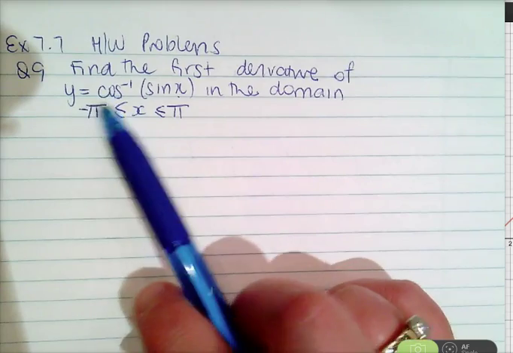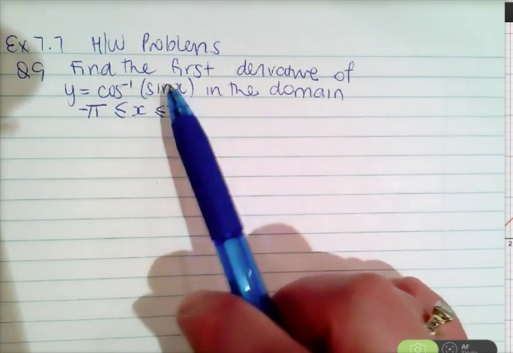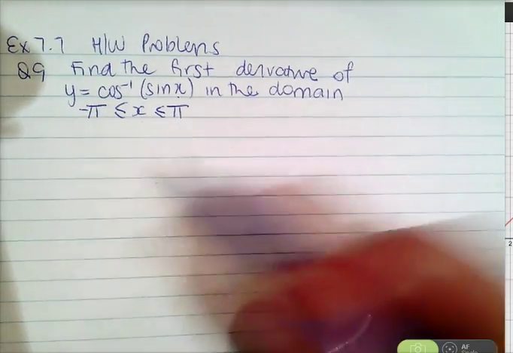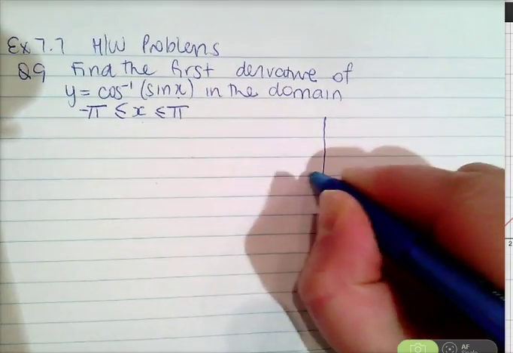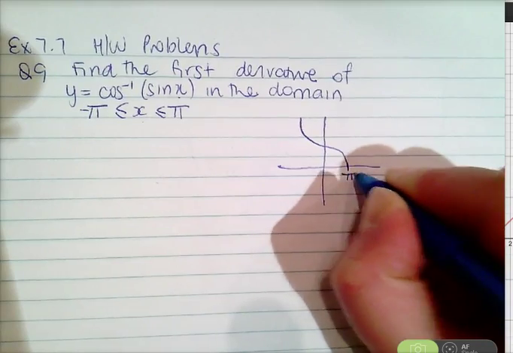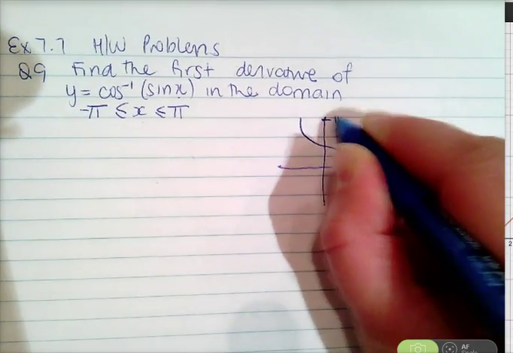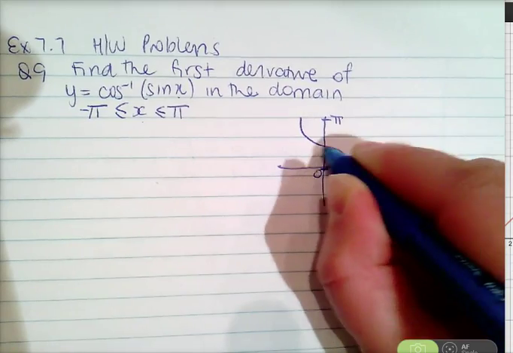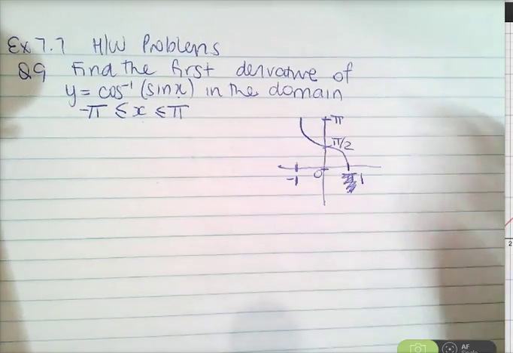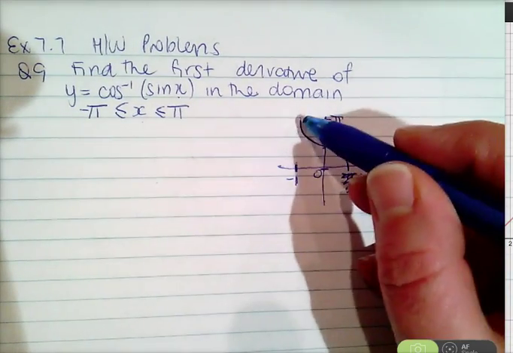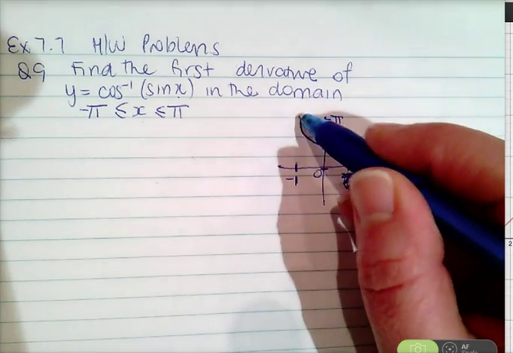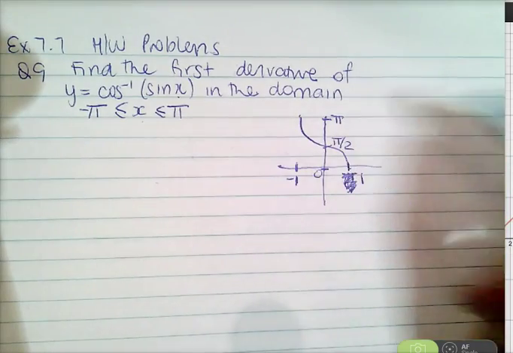So find the first derivative of the function, the inverse cos of the sine of x in the domain from negative pi through to pi. Now we already know, I'm just going to draw a little sketch over here, that the inverse cos curve only applies... I've just drawn the inverse cos curve there. It's got a range of 0 to pi and a domain of 1 to negative 1.